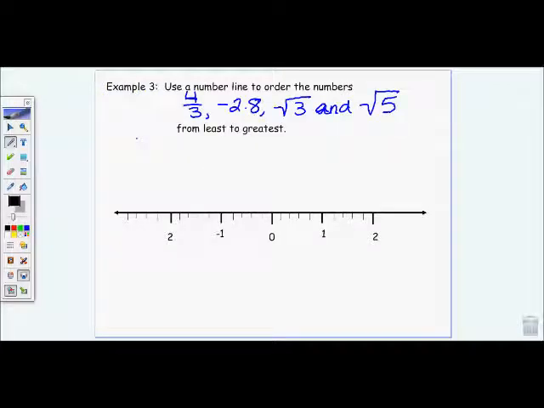So the same thing for this one. In example 3, they asked us to order them. Same routine, we're going to put each one of those into their decimal equivalency. So 4/3, I would do in my calculator 4 divided by 3, 1.3, and my 3 is repeating. The next one is already in order, negative 2.8.